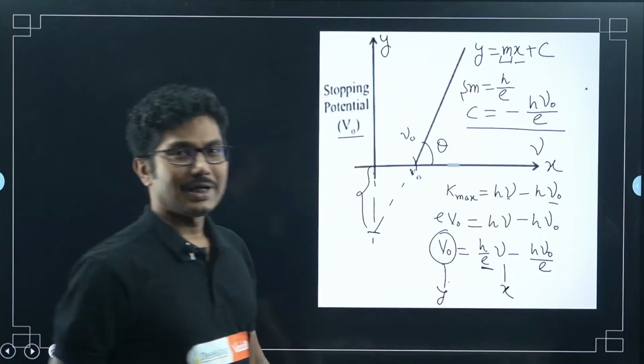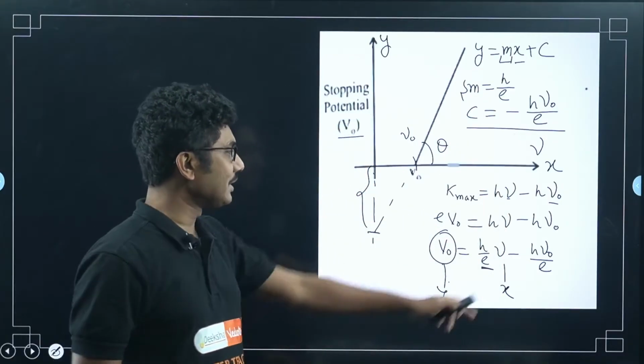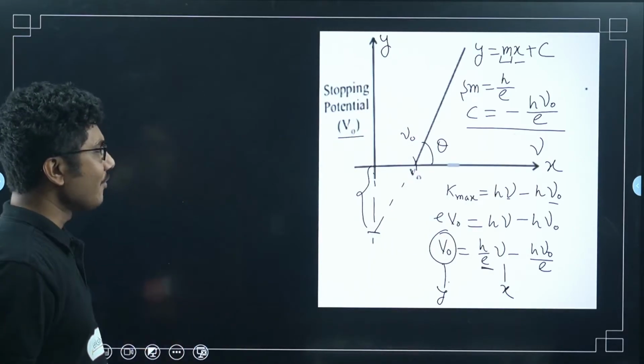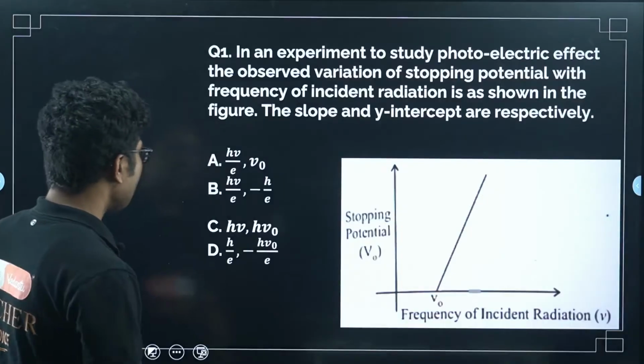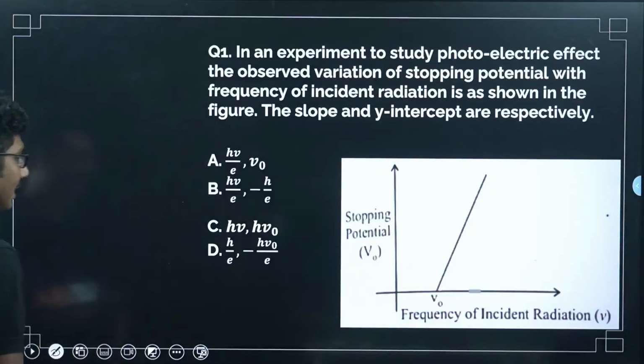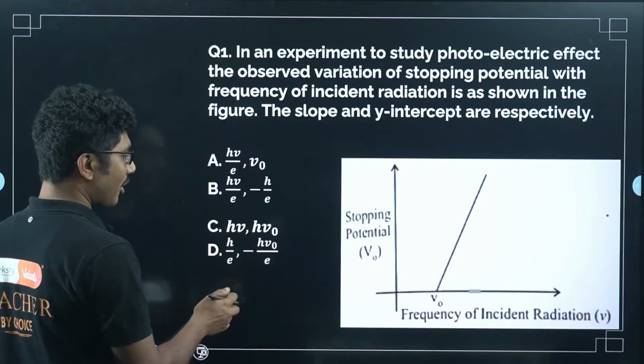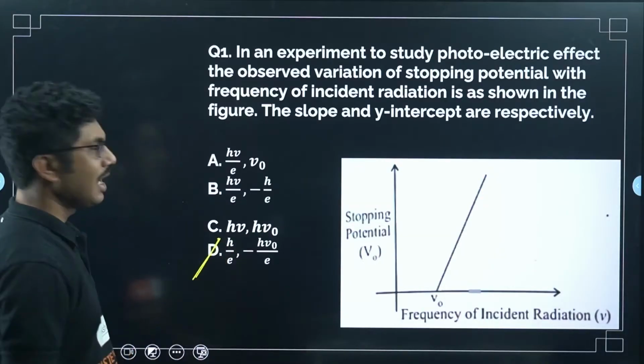Okay, so this is the simple answer. If you know this equation and rewrite it like this, then you can compare it and find the answer. Let's look into the options. From the given options, which one is correct? h by e comma minus h nu naught by e. So the correct answer is option D.